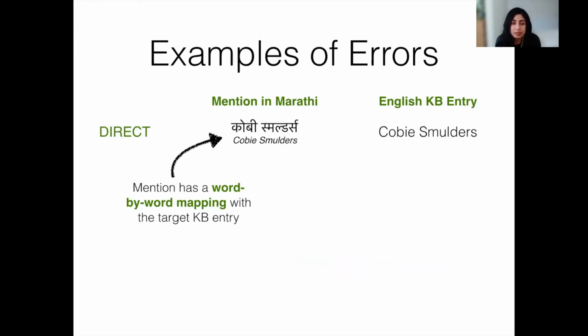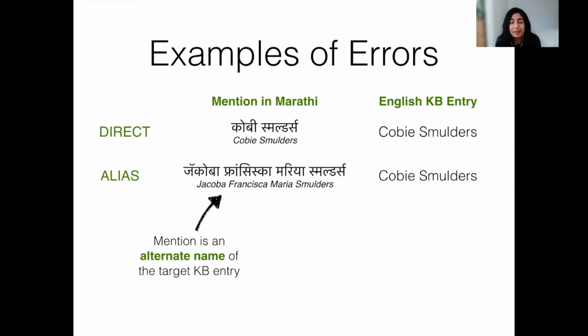The first type is the direct mention class, where the mention and the target knowledge base entry are essentially transliterated and have a direct word-by-word mapping. As seen here in the Romanized Marathi entity, it contains the same words as the corresponding English knowledge base entry. The second mention class is the alias class, where the mention is an alternate name of the target English entry. Such mentions cannot be resolved by the entity linking model in its current form because it is only trained on one name per target entry and doesn't consider any aliases.